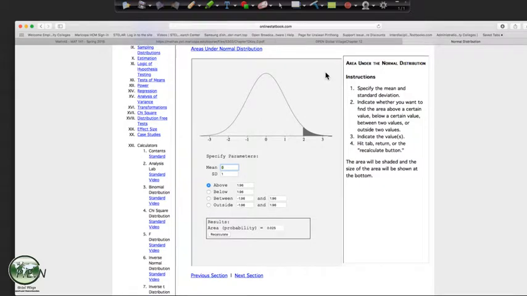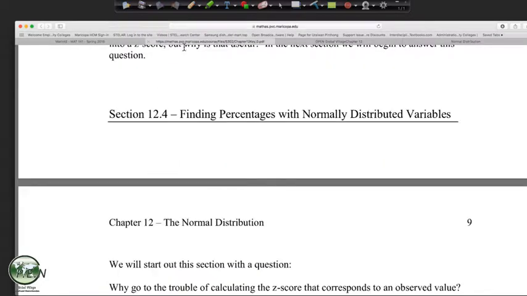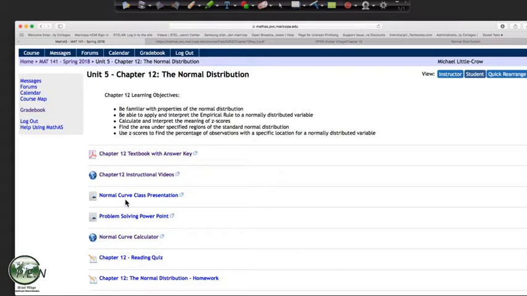So we've got that. The only thing we need now, then we'll get into the reading quiz at the end. Then you'll be ready for the homework. So we're going to go into the normal class presentation, and hopefully my first slide will work.